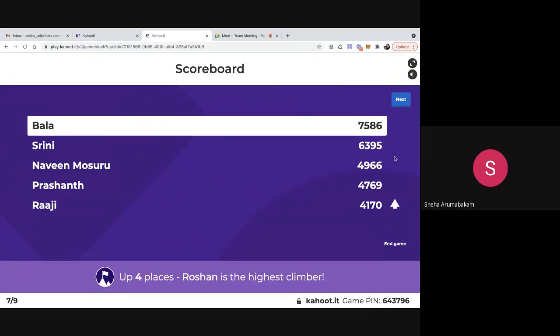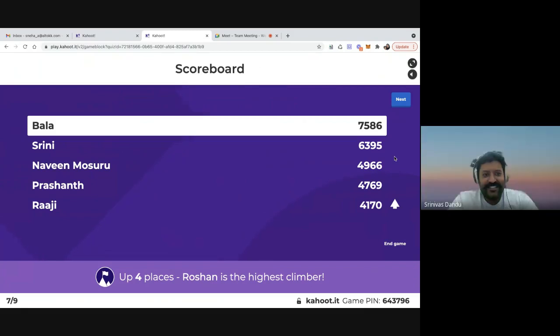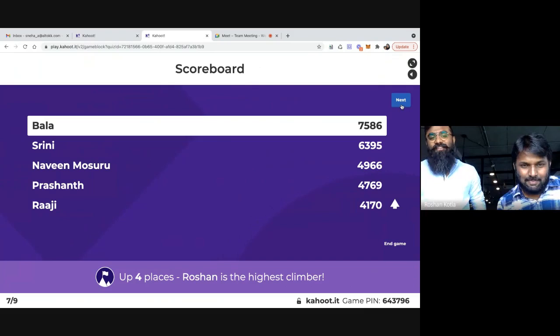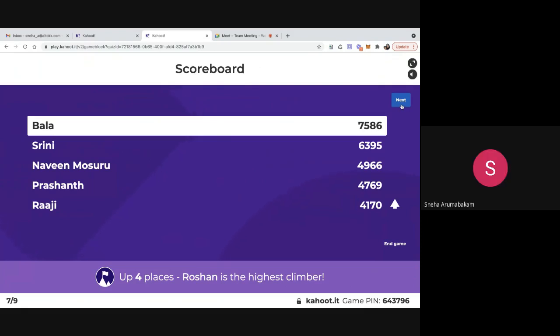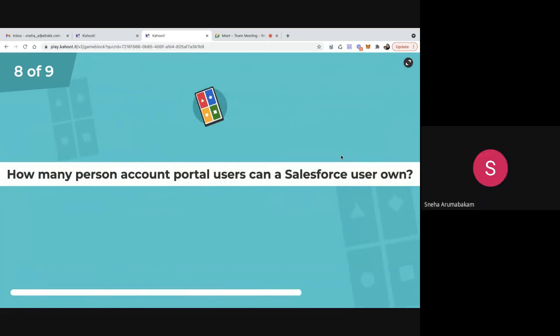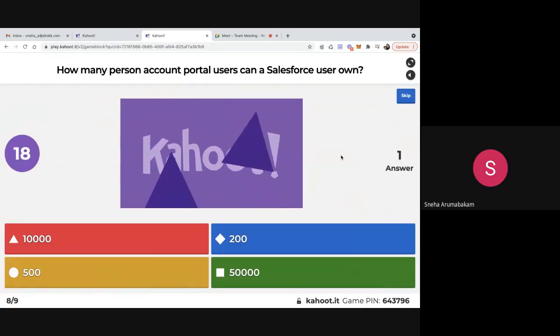Yeah. Super. Roshan is the highest climber. Yes, climber. But he's not on the leaderboard. My name came up somewhere on the board. Okay. Rupesh, how many person account portal users can a sales user own?